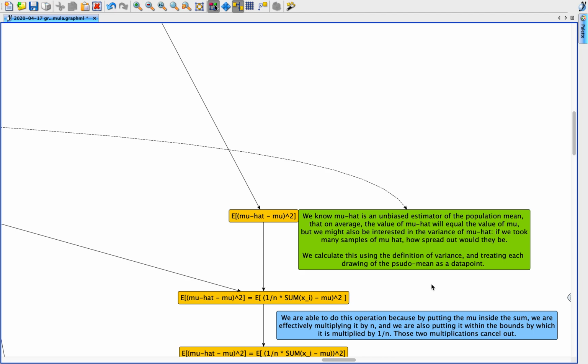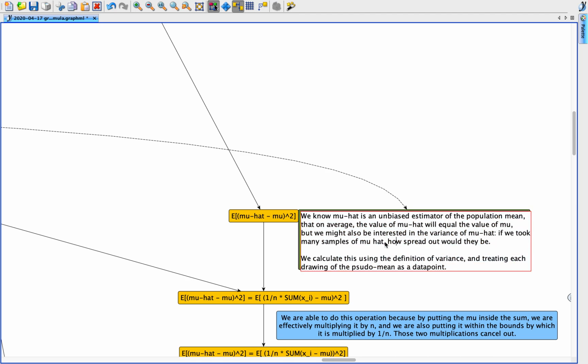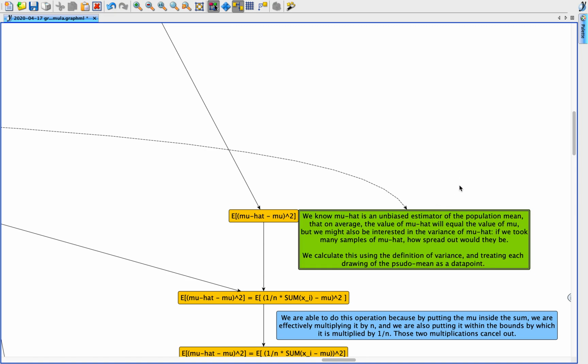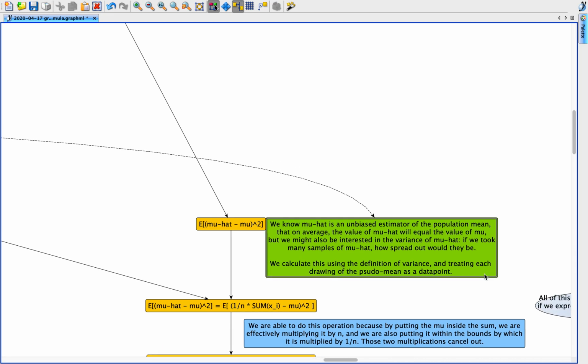If we took many samples of mu hat, how spread out would they be? We could imagine that we take a bunch of samples and they are pretty clustered together, or we can imagine that we take many samples and they're pretty spread out. We have the population graph, and then a bunch of little humps that each represent the different samples. So we calculate this using the definition of variance, treating each drawing of the pseudo-mean as a data point.